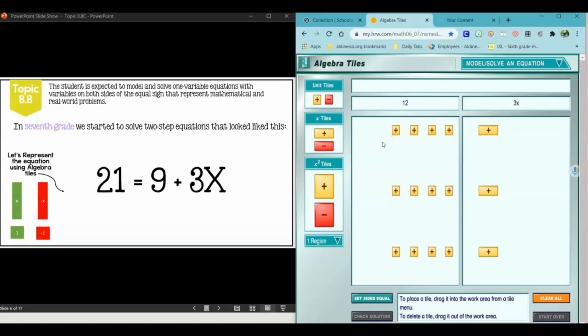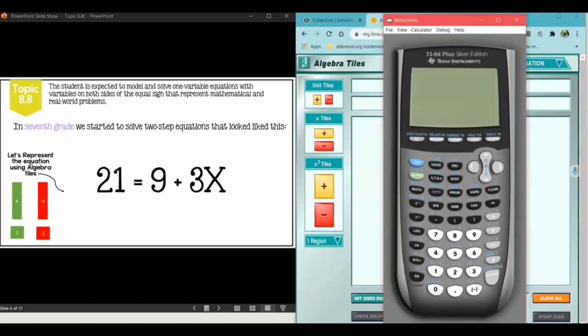Okay. So let's double check again ourselves. We always want to make sure it's correct. So we're going to put it in my calculator. Turn this on. All right. So I'm looking at the right side. So I want to say 9 plus 3 times, and if you notice, I'm putting the x in parentheses just to make sure. Okay. And then enter, and I should get 21.